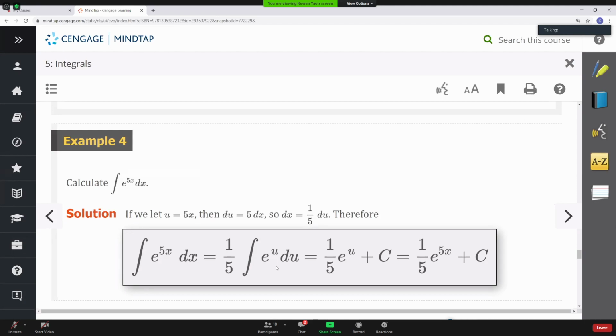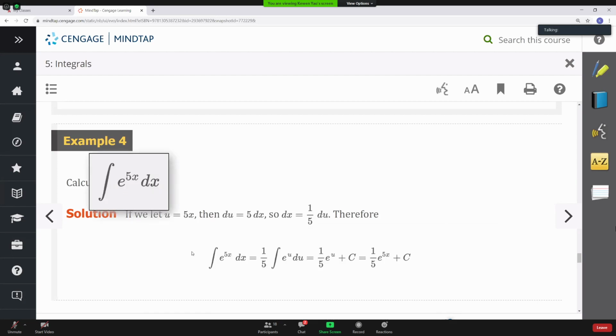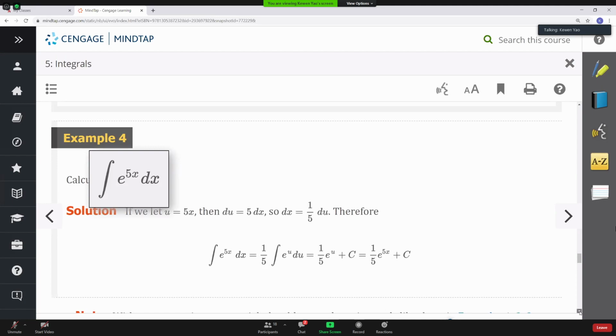Now replace u by 5x. So the final answer is 1/5 times e to the 5x. So easy. It's easy to verify this is the right answer. You take the derivative. What's the derivative of this? It's 1/5 times e to the 5x times 5. The 1/5 and 5 cancel out. Indeed, it is equal to e to the 5x. So this is the perfect answer.